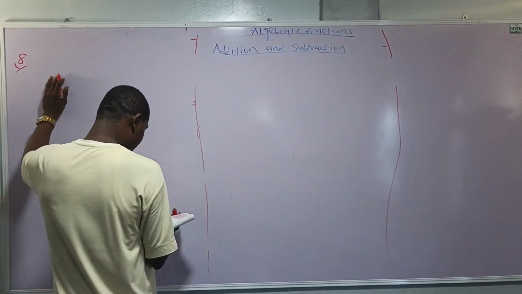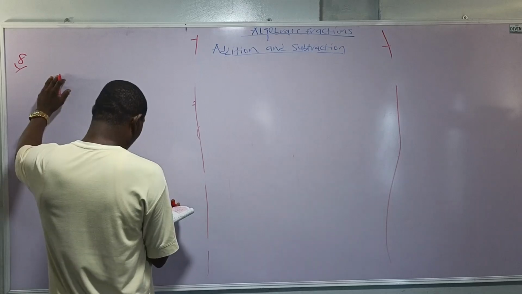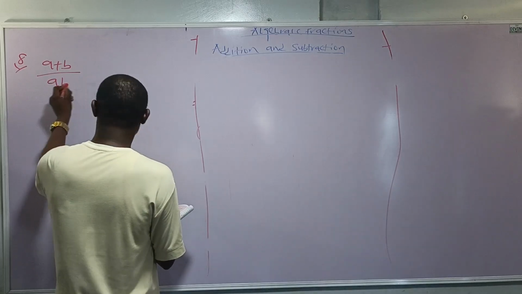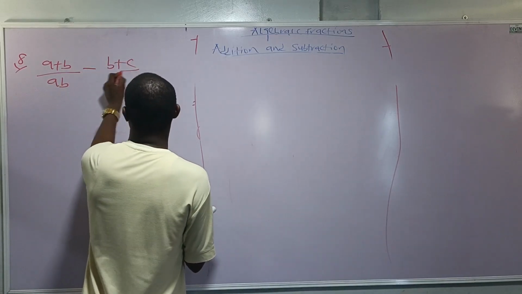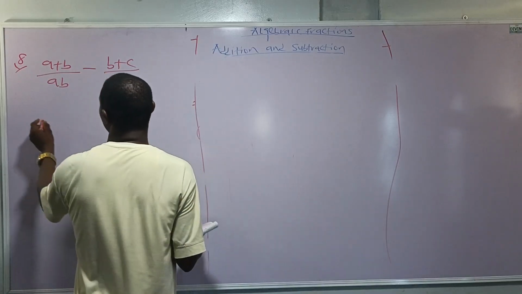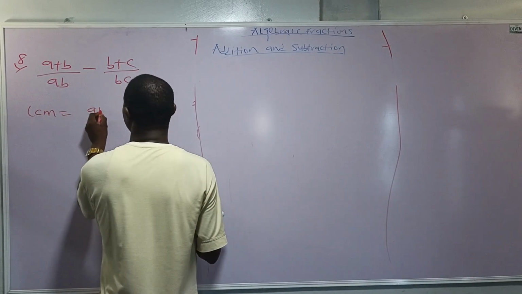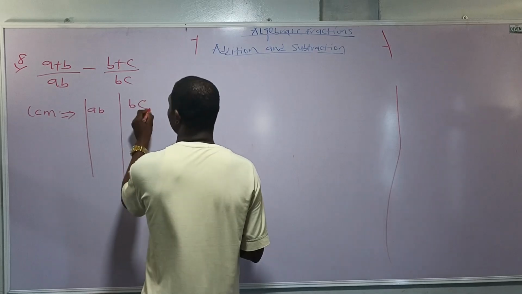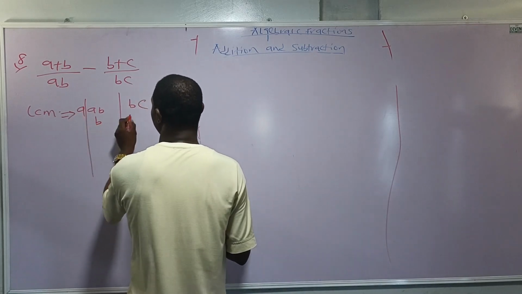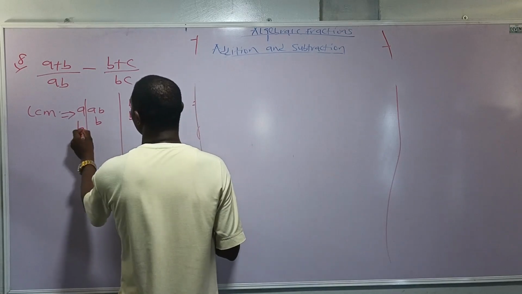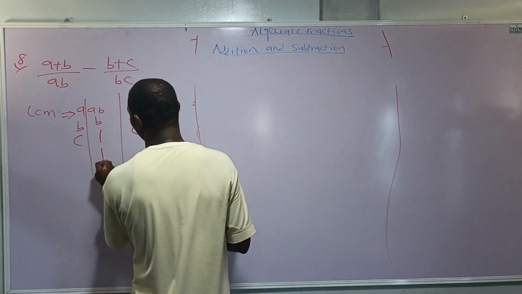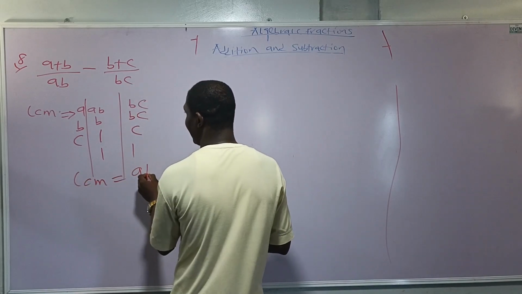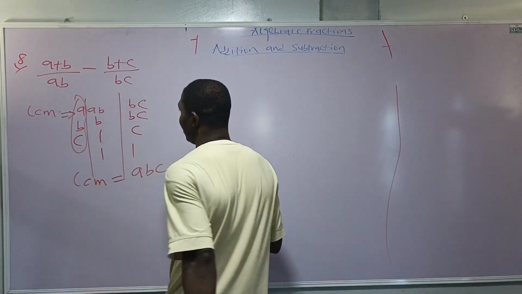Okay, we've finished, right? So example 8, we have a plus b all over ab, minus b plus c all over bc. So our LCM will be equal to AB and BC. A go, we have B left, and this will give me BC. B go, we have 1, we have C. And C go, we have 1, 1. So our LCM will be equal to ABC, this multiplying. That becomes our LCM.